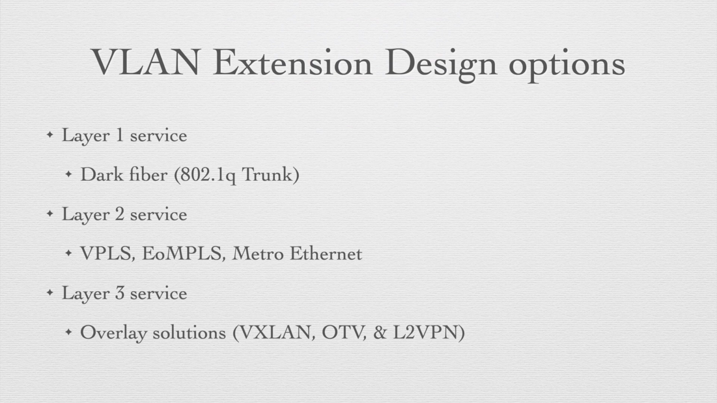Then the third option, which is a layer 3 service. Service providers deliver such services based on IP or MPLS. Contrary to the previous options, you can't natively use the layer 2 protocols here. Hence, we need to establish some sort of overlay network and extend the VLAN or layer 2 on top of it. Some of the popular choices are VXLAN, OTV, and layer 2 VPNs.